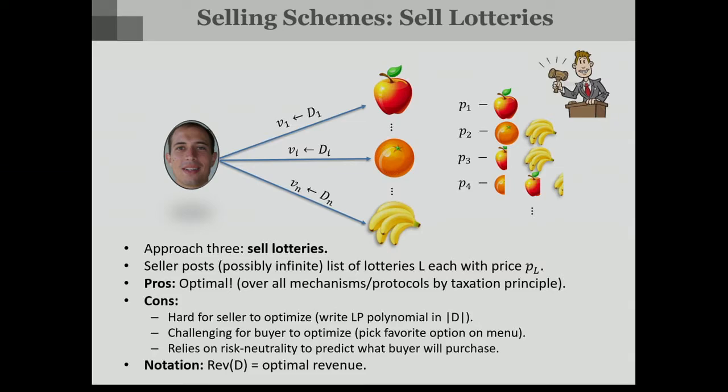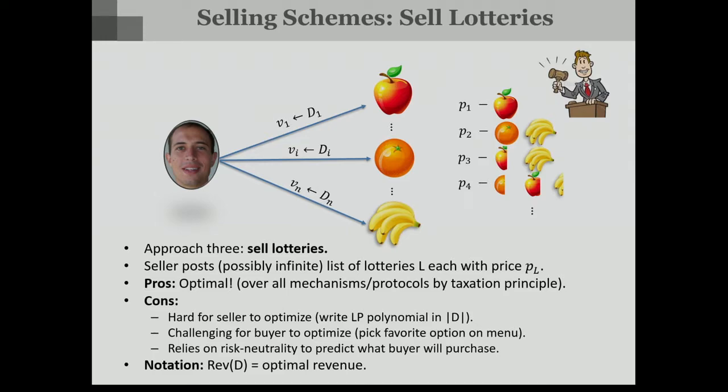It's not hard for the buyer to optimize, but it is at least annoying for the buyer to figure out what he wants to purchase, because he actually has to visit every option on the menu. He has to compute his expected value, subtract the price, and see what's the largest. And because we're using randomization, being able to predict what the buyer will purchase relies heavily on this risk neutrality assumption. If we got that wrong, then maybe the revenue that we predict we'll get will be way off.